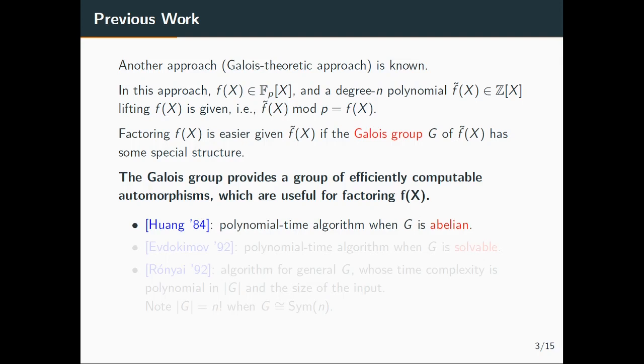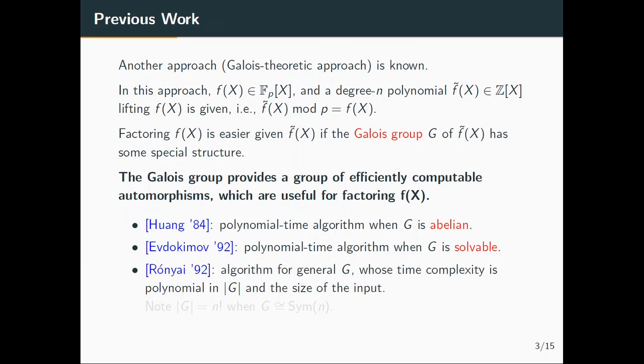So people have obtained the following algorithms in this Galois theoretic approach. Huang in 1984 gave a deterministic polynomial time algorithm for the case that the Galois group is abelian under GRH. And Evdokimov extended this result to the case that G is solvable. Ronyai gave an algorithm that works for an arbitrary Galois group G, but its time complexity is polynomial in the order of G and the size of the input.